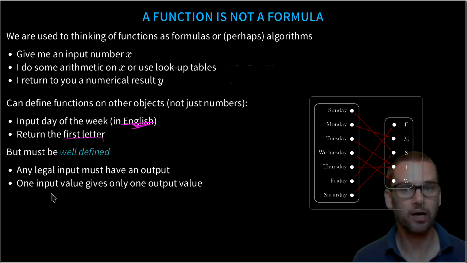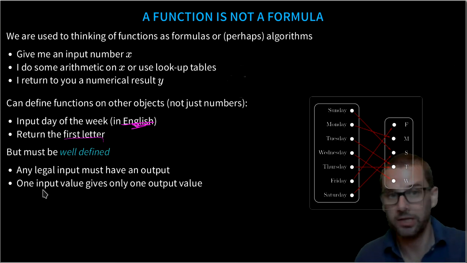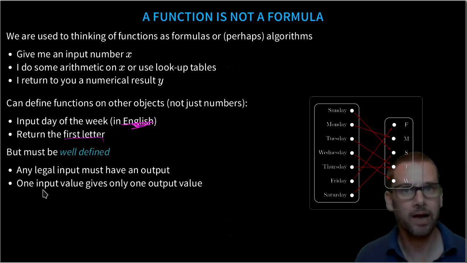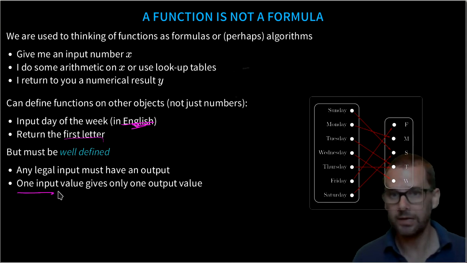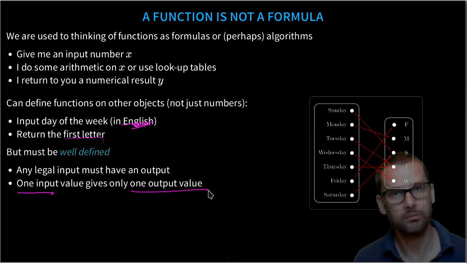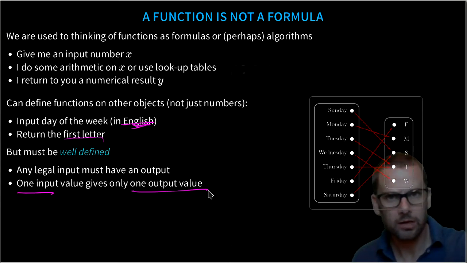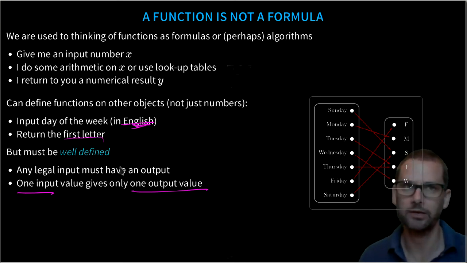At the same time, I also need that if I evaluate the function at a particular input, say Monday, and then I come back 3 hours later and I evaluate the function again on Monday, that I get the same output. So that is, one input value only ever gives one output value. So we shouldn't get two outputs for the same input. So let's go a little bit further, thinking about things as sets and think a little bit more about what we mean here by well-defined.